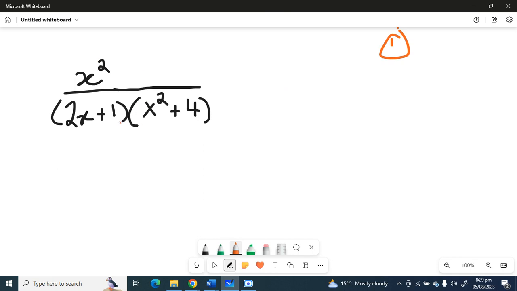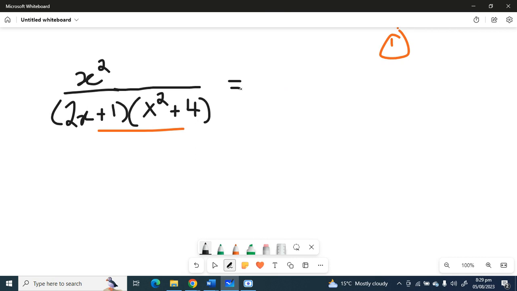Right? For those who don't believe, just expand this expression here. Multiply these two. All right, you're going to have an x to the power 3. That's the one we're talking about, the exponent for the leading x term. So this is a proper fraction. If it was an improper fraction, you need to do long division of polynomials.